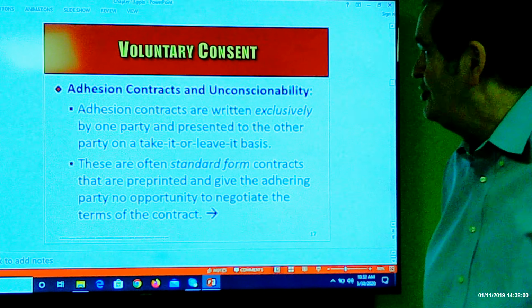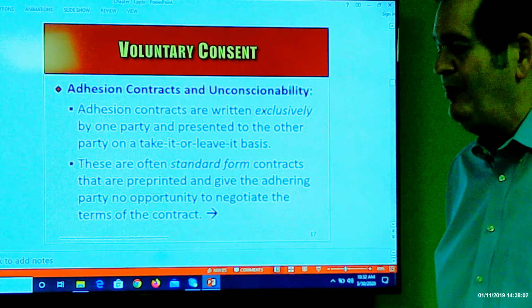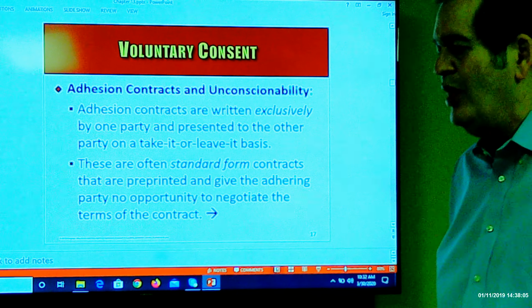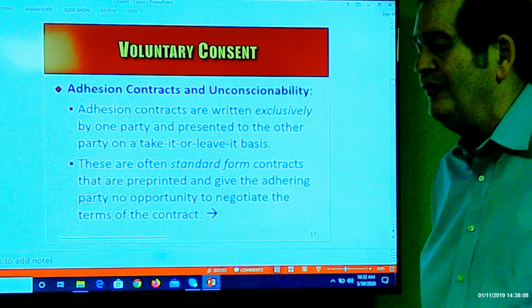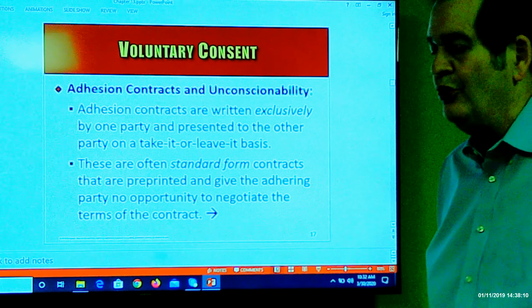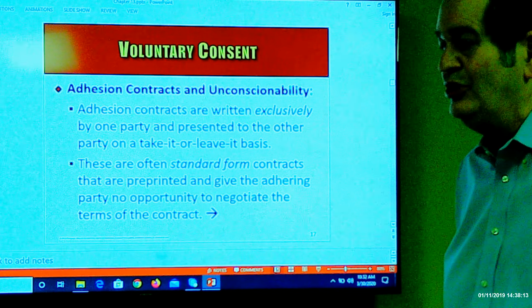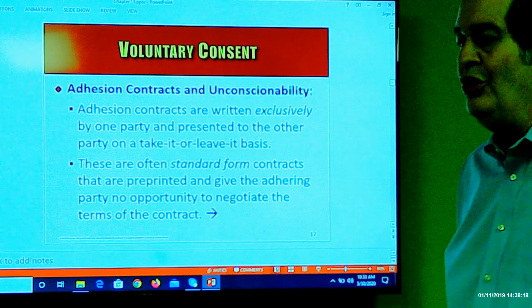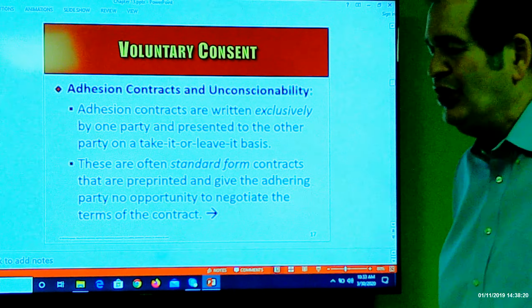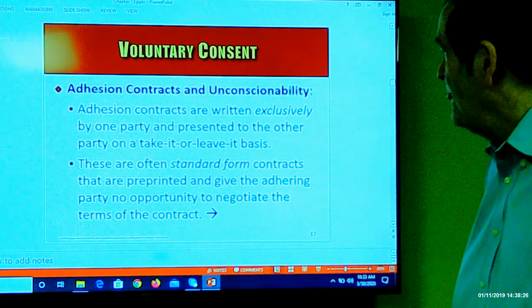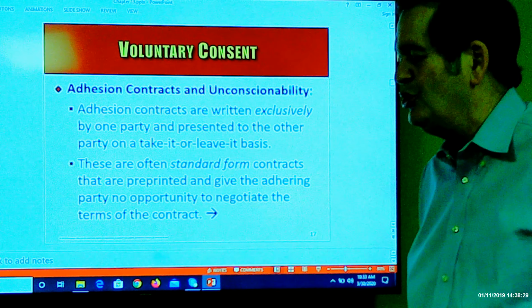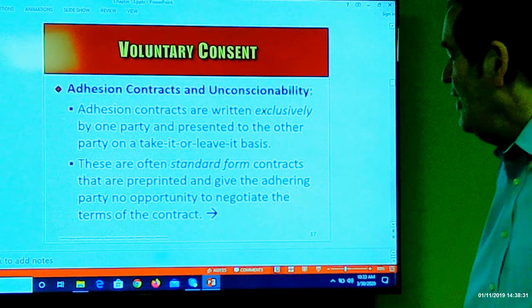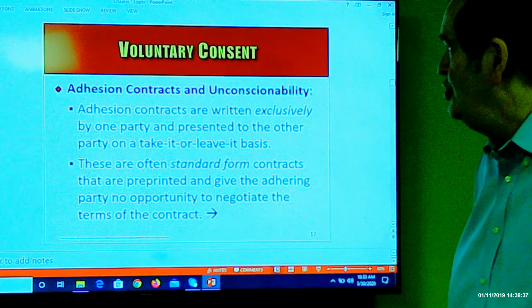Adhesion contracts and unconscionability. We've talked about unconscionability before. Adhesion contracts are contracts that have these kinds of characteristics. First of all, generally the person entering into the contract who did not write the adhesion contract usually is in a position where they have very little or no choice at all. Generally, adhesion contracts are long, many, many pages, and very small print. So the person is presented with a situation of take it or leave it. These are often standard form contracts, and there's no negotiation to them.